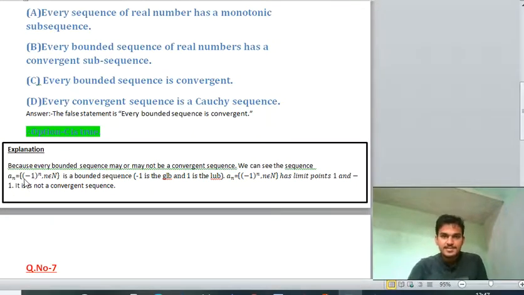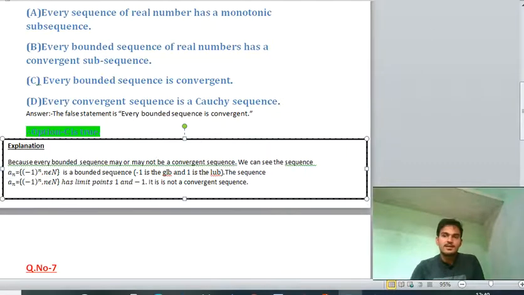The sequence (-1)^n, where n belongs to natural numbers, has two limit points, 1 and -1. However, this sequence is not a convergent sequence. This is an oscillatory sequence.